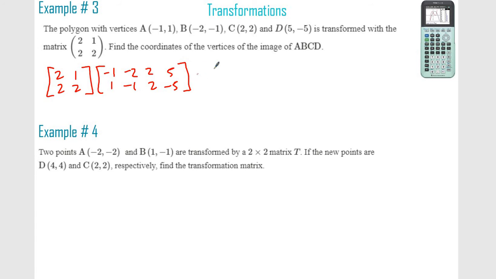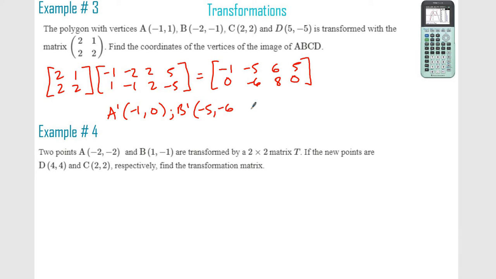Sorry, I always got to show my work. And then we get -1, 0, -5, 6, 5, -6, 8, 0. So we have A prime is -1, 0, B prime is -5, -6. Then we have C prime is 6, 8, and then D prime is 5, 0. Perfect.